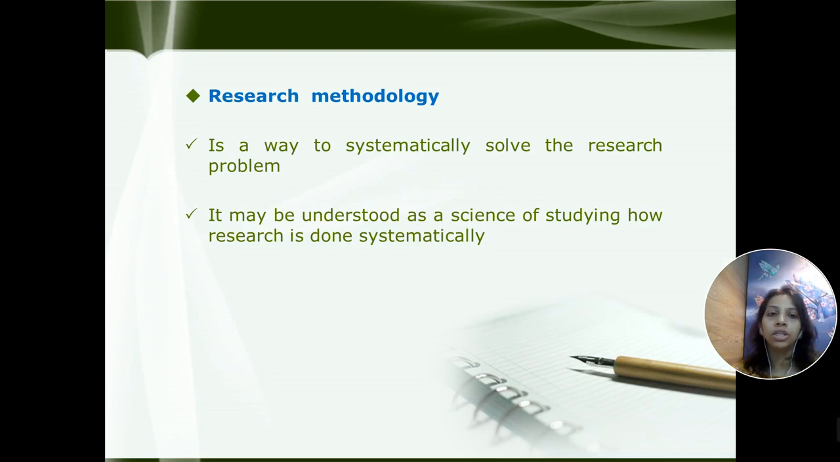So what is research methodology? It is a way to systematically solve the research problem. It may be understood as the science of studying how research is done systematically. Basically, the steps involved in doing a particular kind of research are research methodology. So you ought to have some basic foundation for doing research. You need the foundation of an evidence-based literature review, and you need to follow scientifically sound study designs.